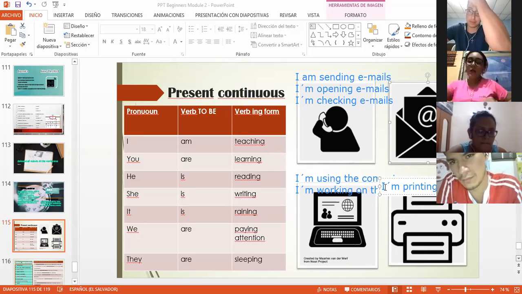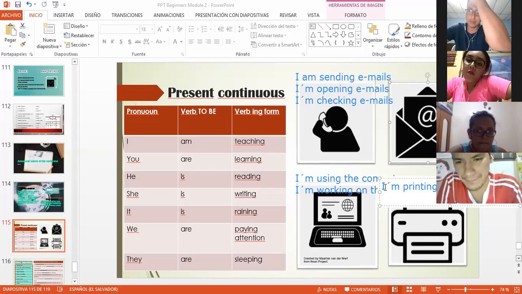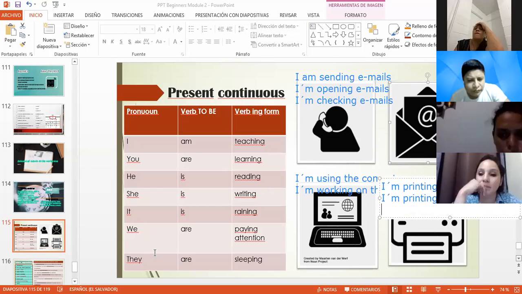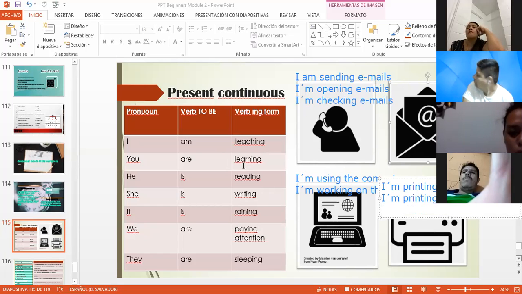Good. What else? Another sentence? Let's see. Yeah, I'm printing two documents. I am printing documents. Okay, very good, very good. Now, this is the present continuous and is formed by the to-be verb and the ing verb form, okay? We have to be careful with the to-be verb form, okay?